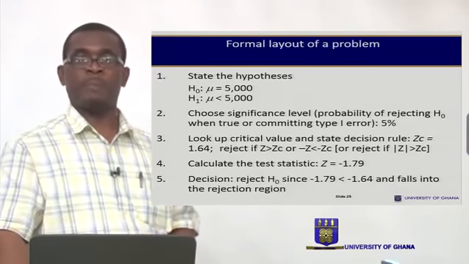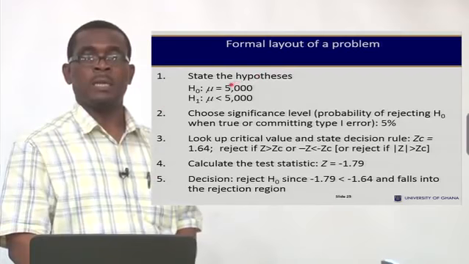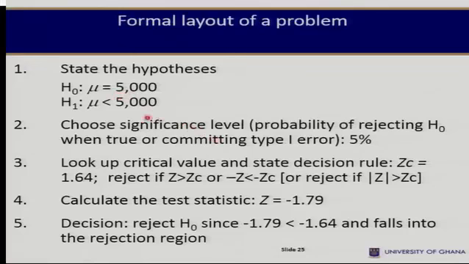So we can outline the steps. You first state the hypothesis, the null and the alternative. You choose your significance level, and then based on that, you determine your critical value and state your decision rule, compute your test statistic, and then you make a decision.